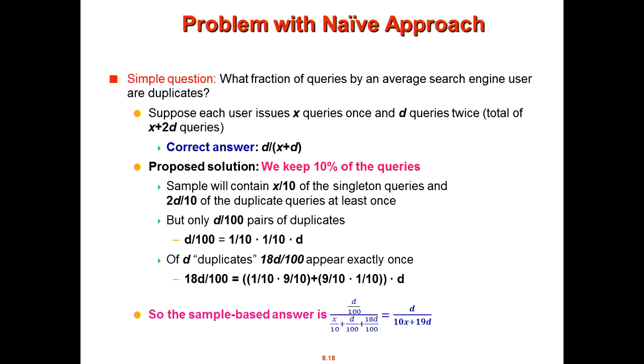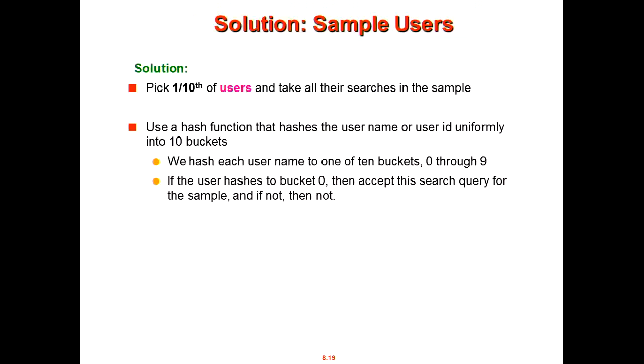So as a result, the sample data is different from the original data. That causes a problem. To solve this problem, what we need to do is to do the sampling based on users, not based on queries.